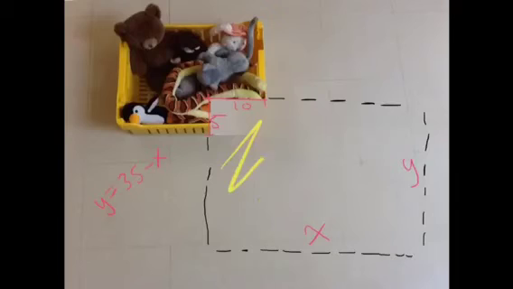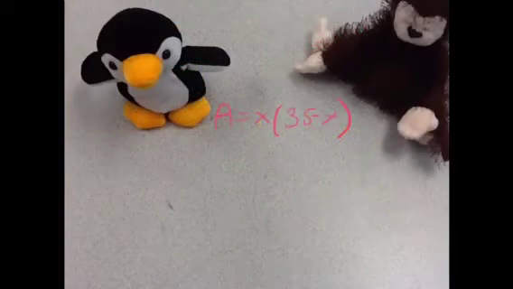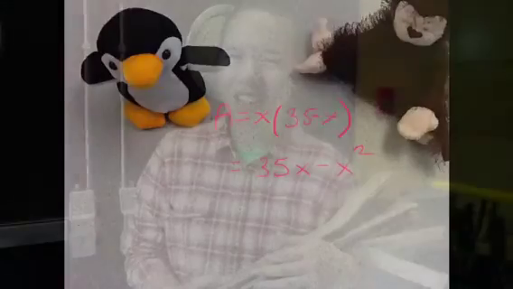This is the area of the pen, which can be expressed as x, the width, times y, the length. We can then take the previous expression for y and substitute it for y in the area formula to get area in terms of just x. This is the area in terms of just x. This can be simplified to 35x minus x squared. What are we going to do with that equation?